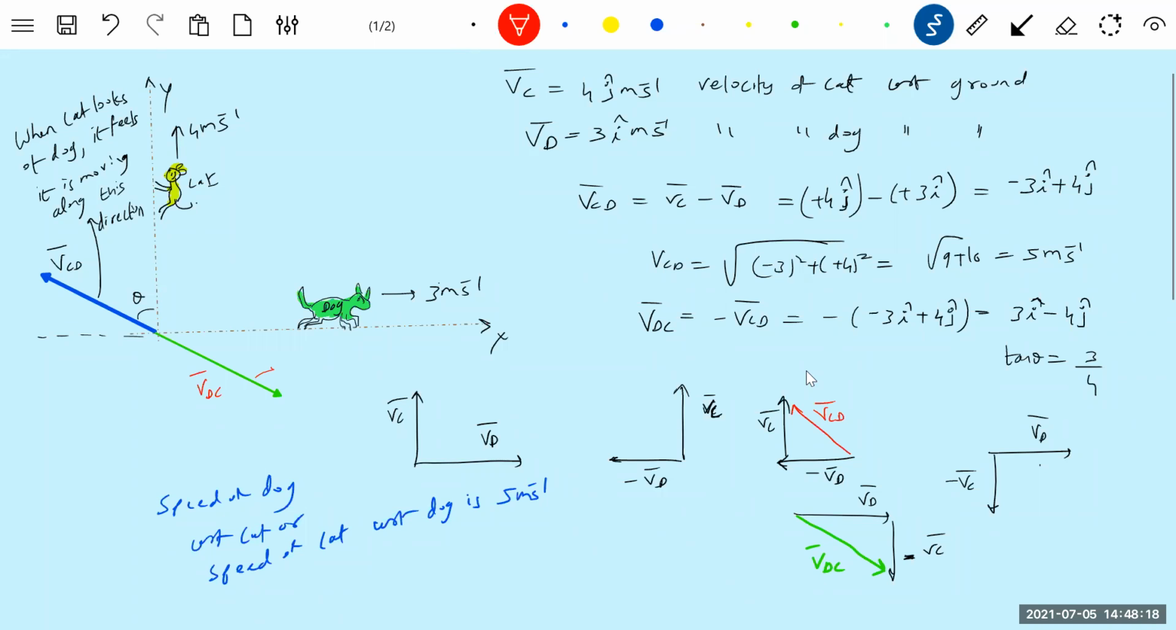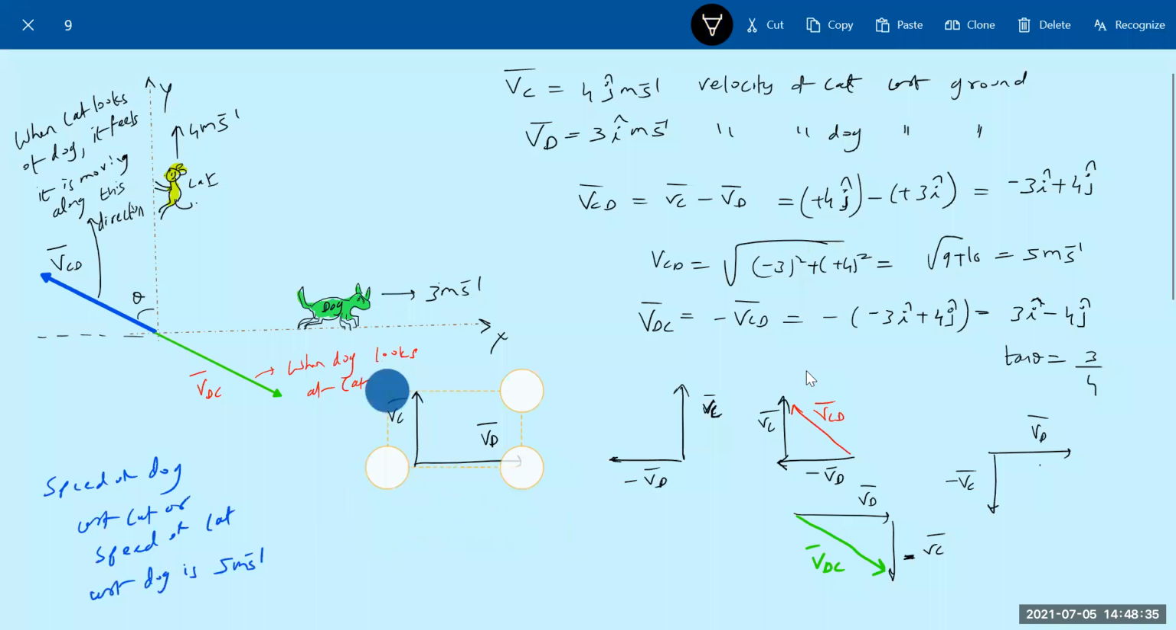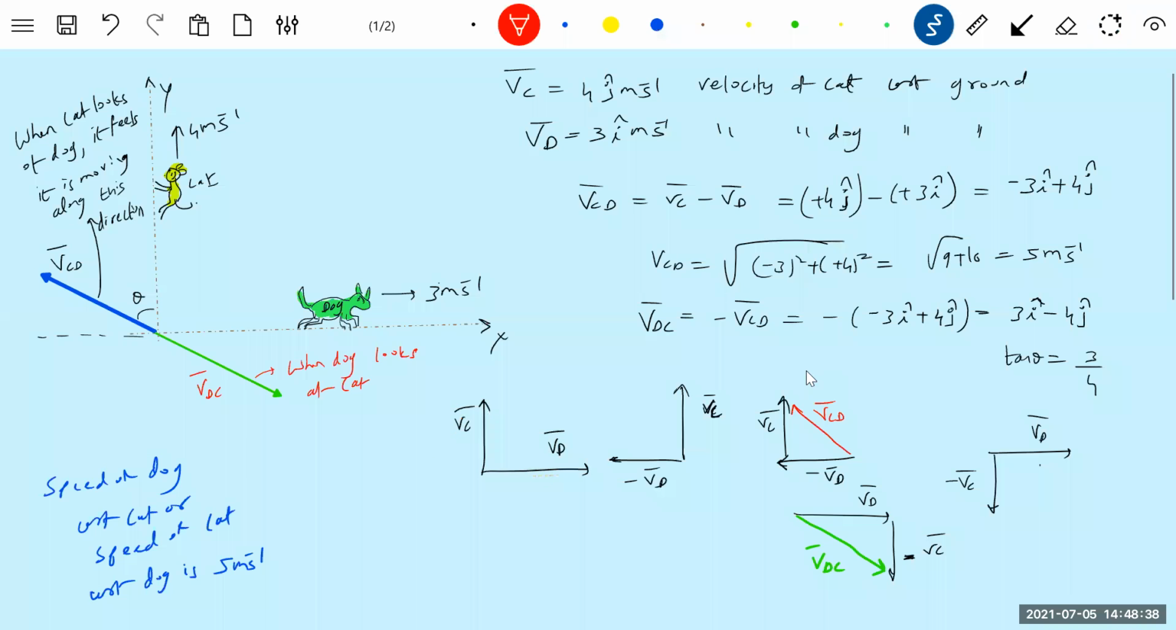Similarly, when the dog looks at the cat, it feels it is moving along this direction.